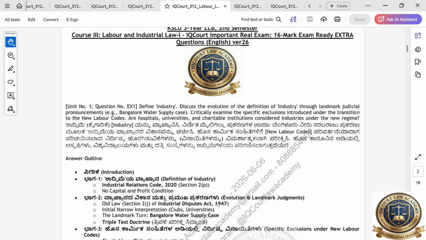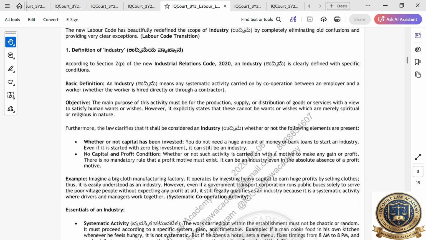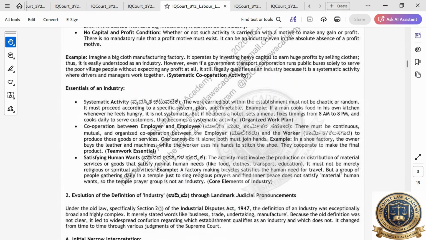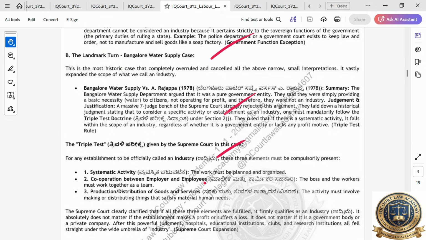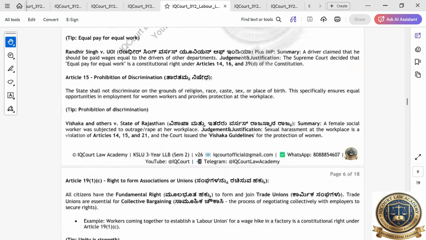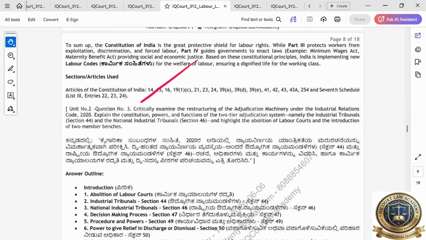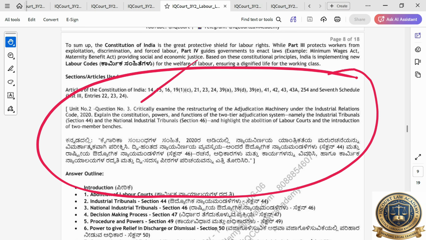We are providing explanations for more than 6, 7, 8 pages; students can write 8 pages. We are providing that much content and points, everything: essentials of industry, definition of industry. We have provided everything literally. Case laws, the triple test given by the Supreme Court, everything is there. This is the second unit, Kaigarika Sambandha, and all these questions we have aligned as per the new syllabus.